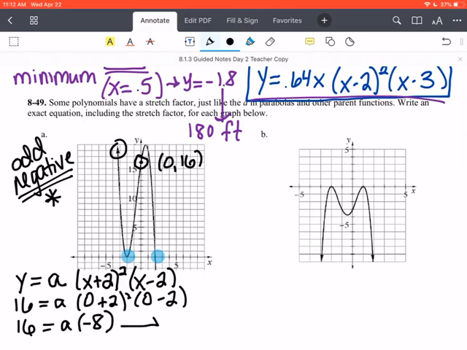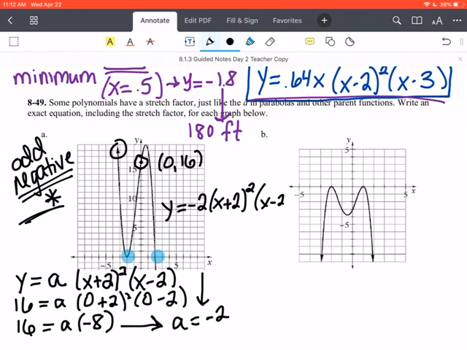Okay, so from here, I'm going to divide both sides by negative 8, and I get that a equals negative 2. As I said up here, the systematic process takes care of the negative for us, which is very, very nice. So what is my final equation? My final equation is y equals negative 2 times (x plus 2) squared times (x minus 2). That is the final answer that we want.